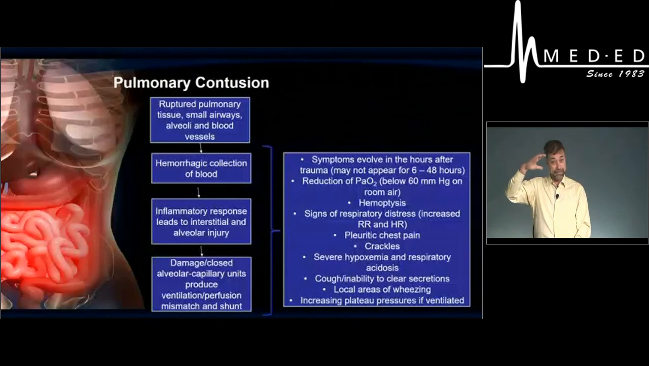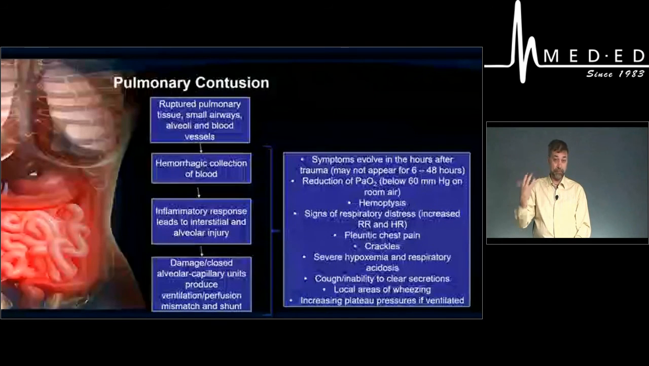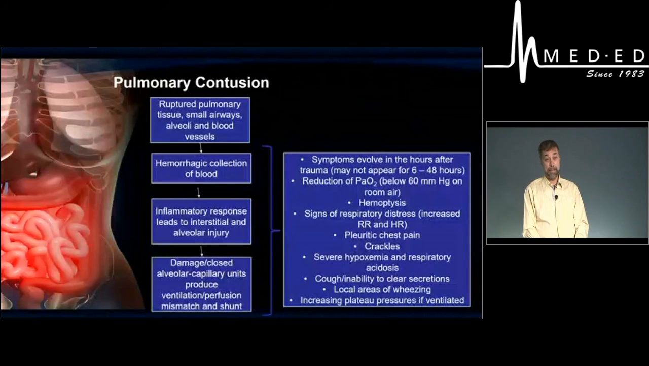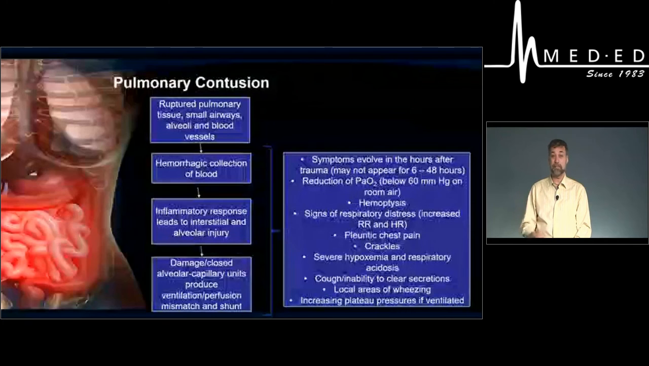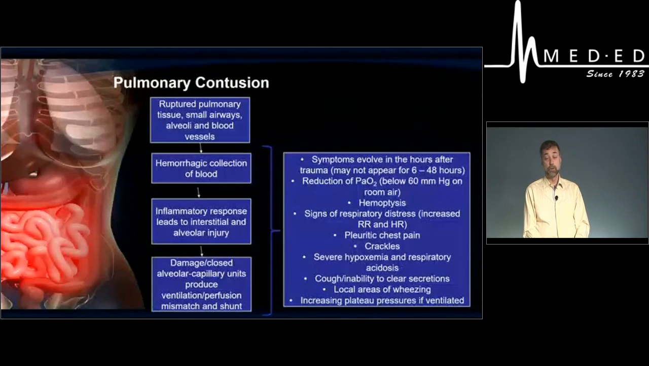The patient's going to have a reduction in the PaO2 as the blood and fluid accumulates in the alveoli. They may have hemoptysis. They may have increasing signs of respiratory distress, pleuritic chest pain, as fluid accumulates in the airways, crackles, severe hypoxemia and respiratory acidosis. They may have a cough as fluid builds up in the airways, but they can't get it out. When I say that, they can't get the fluid out. Local areas of wheezing as the airways are narrowed by the fluid. And if they're on a ventilator, increasing plateau pressures as the alveoli fill with blood and fluid.